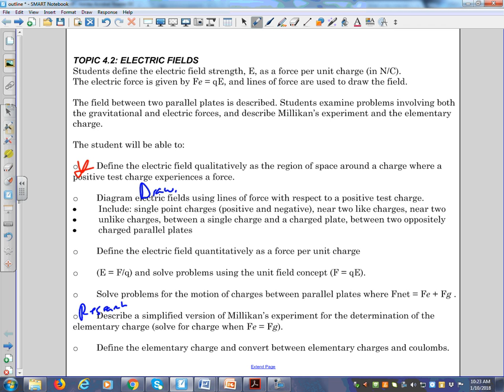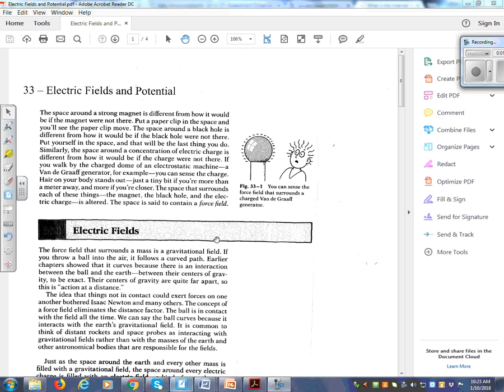And define the elementary charge and convert between elementary charge and coulomb. So there's quite a bit to cover there. And scientific notation is very big. So if you're still not clear on that, make sure you learn that in the next 12 days. Okay? Because you will be out by 10 if you continue to do it wrong. So make sure you ask. Please don't be afraid to ask.